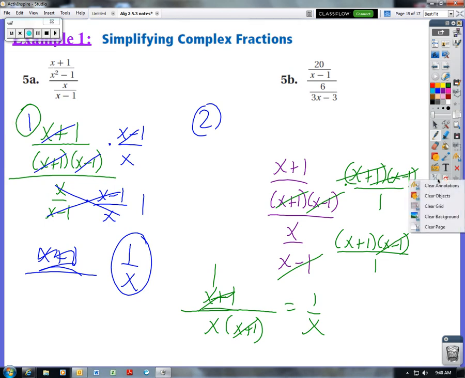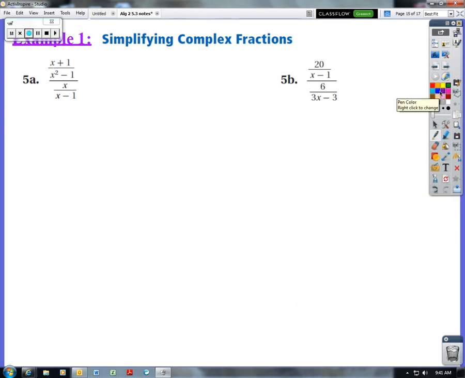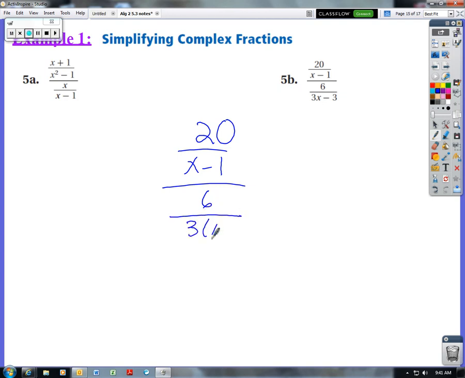Okay, I'm clearing the board. Now we'll look at the second one. This one, I'll go ahead and do as well. This one again, you have two fractions. There's just one on top and one on bottom, so you don't have to combine anything to begin with. Now what I am going to do is I'm going to factor that 3 out of the bottom. Okay, I'm just going to flip the bottom and multiply to top and bottom. I think that's just the easiest way to do these particular ones.